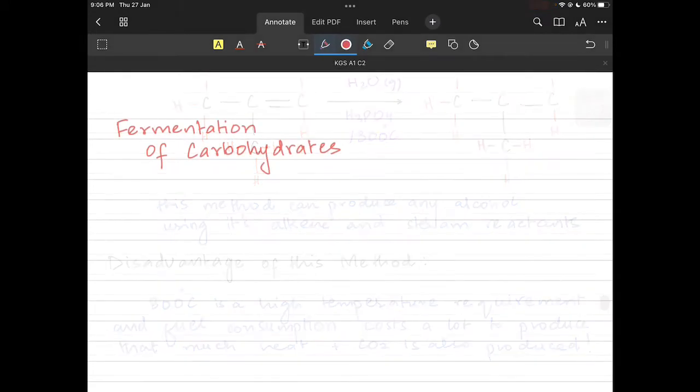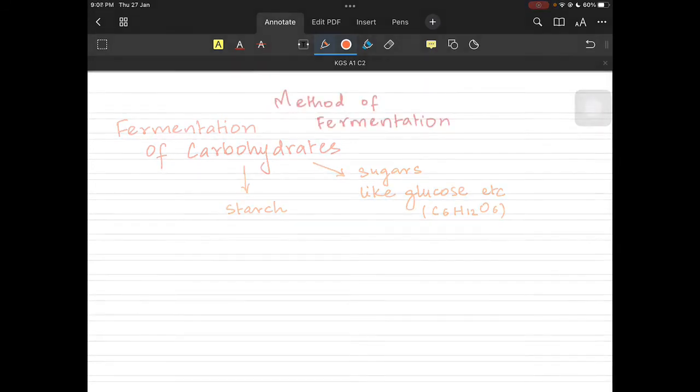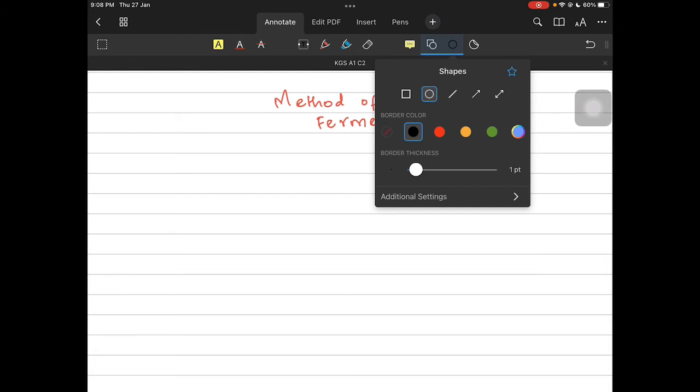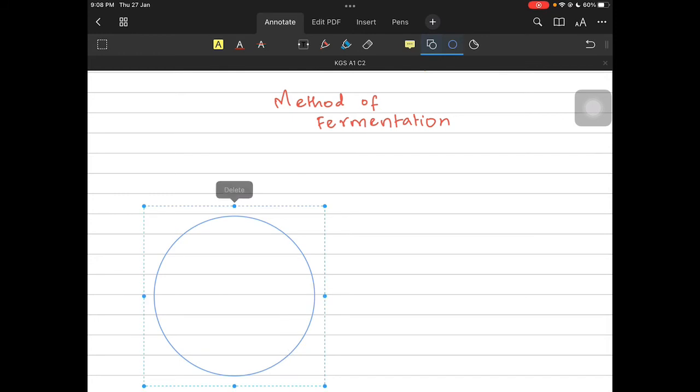Let me turn it. The other method is fermentation of carbohydrates. We know carbohydrates are biological molecules, which include starch, and sugars like glucose, fructose, galactose. These are all sugar molecules. Starch or glycogen are again carbohydrates. So this is a biological process going on. Glucose particularly has a chemical formula of C6H12O6. In the method of fermentation, what actually happens is we deal with yeast, which is the name of a fungus.